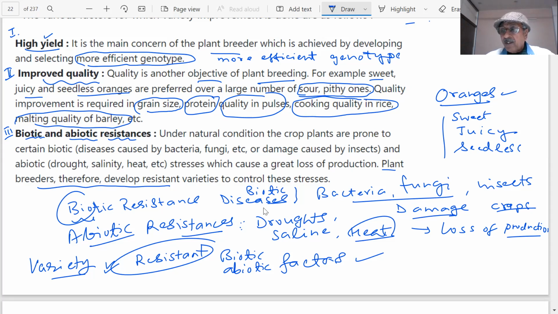The main purpose is to have varieties which can produce higher yields, and quality is also important. If I am producing a mango or something which doesn't have good quality, we won't be able to eat it. If pulses don't have proteins, what is the use of that? And if I produce a rice which is difficult to cook, again, problem. And you have seen how plants can fall sick or have diseases due to biotic and abiotic factors. That is very important. A lot of crops are damaged because of that.